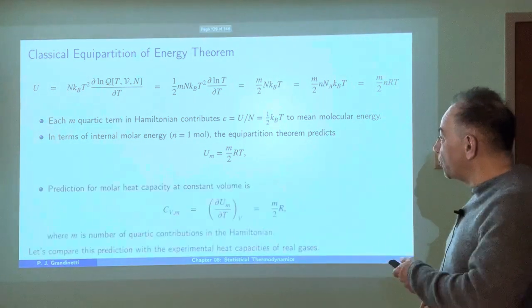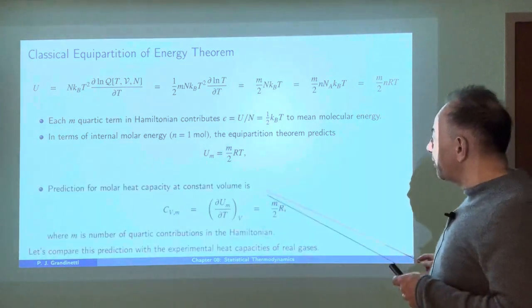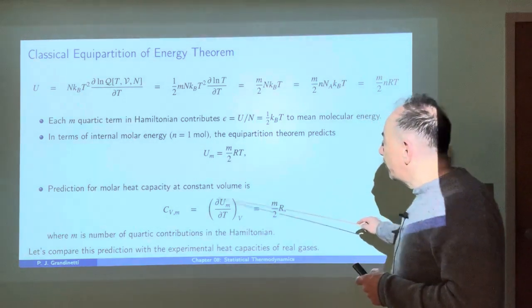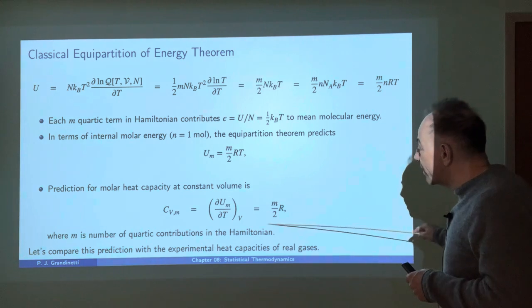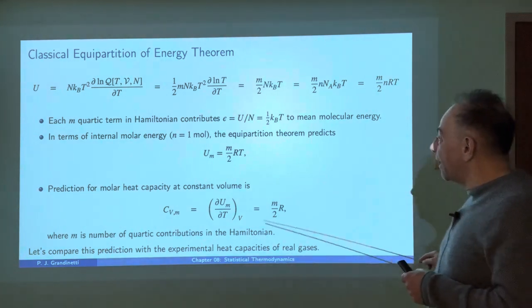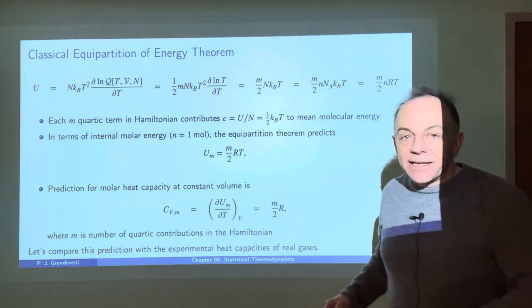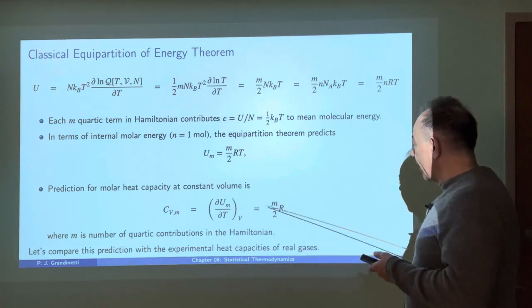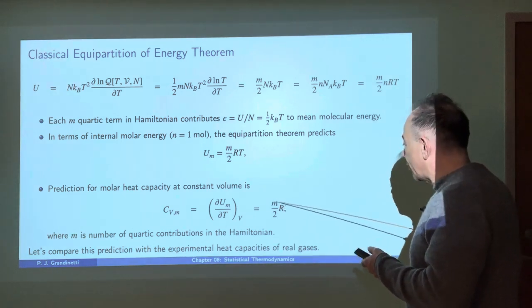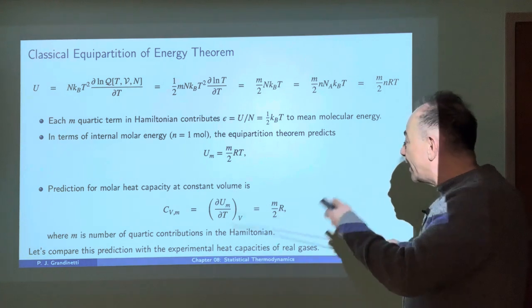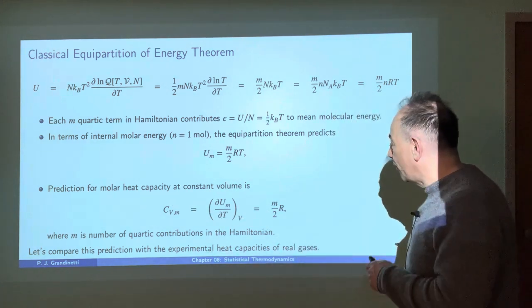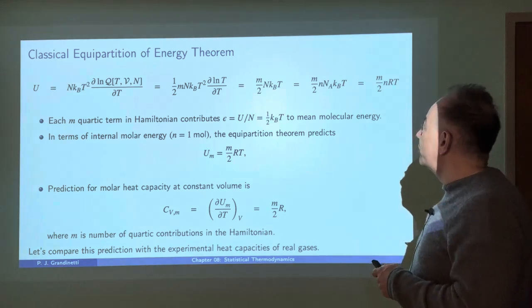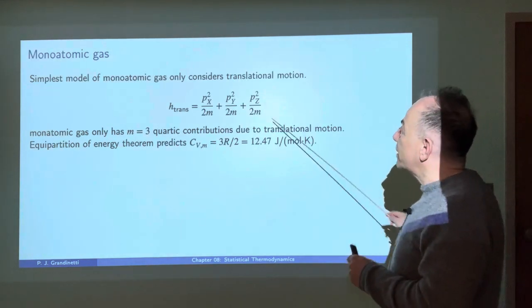Now, to do a comparison with the experiment, we know that the derivative of the energy with respect to temperature is the heat capacity. So this is our prediction for the heat capacity of an ideal gas of molecules where there are m quartic terms in the Hamiltonian. And so we can now check to see how this compares with the experimental heat capacities of gases.